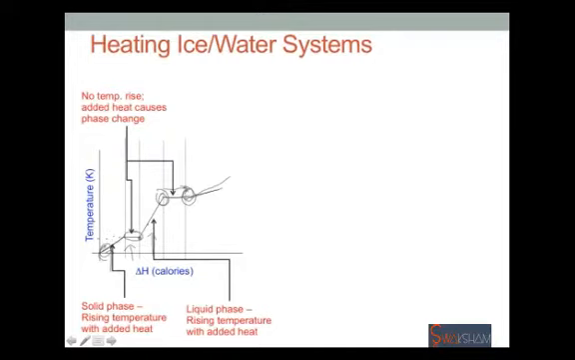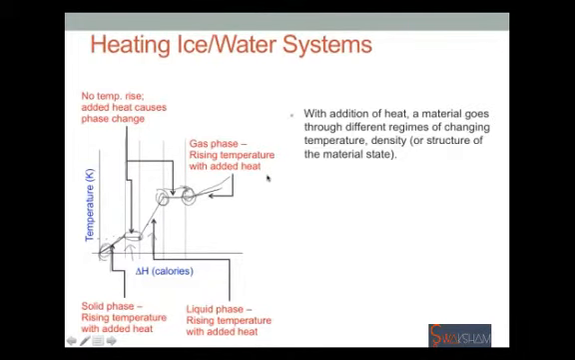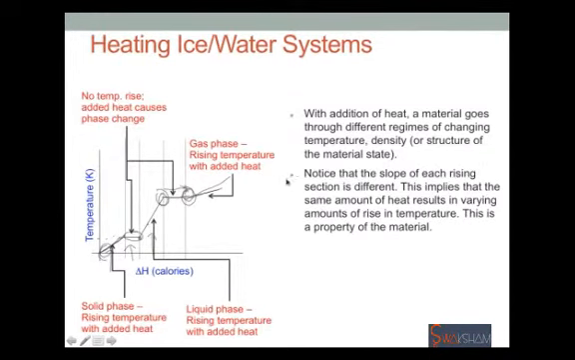We notice that these slopes, the rate of increase in temperature for the same amount of heat given in, the slope changes in the solid state, in the liquid state, and in the vapor state. With addition of heat, a material goes through different regimes of changing temperature and changing density. And density is an indicator of the structure of the material. We notice that the slope of each rising section is different. This implies that the same amount of heat results in varying amount of rise in temperature. This is a property of the material.